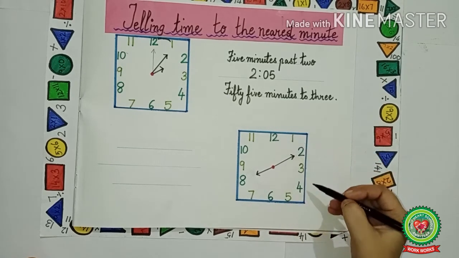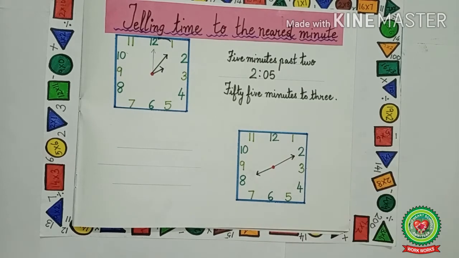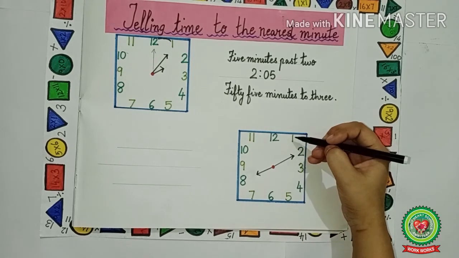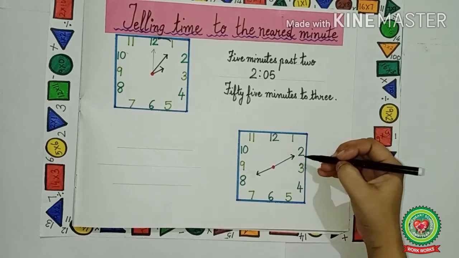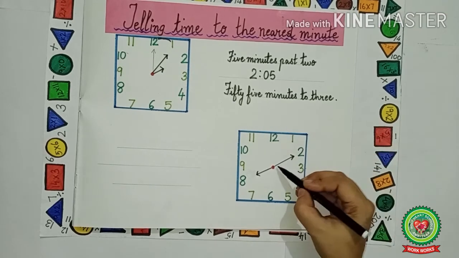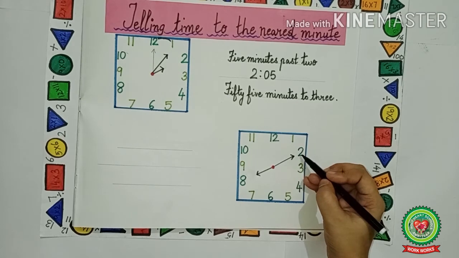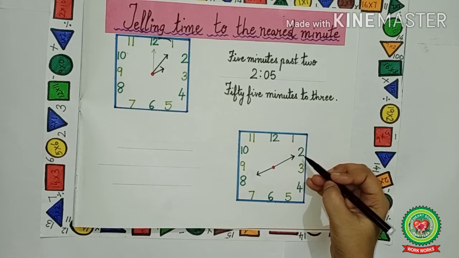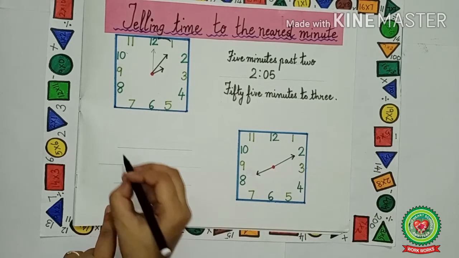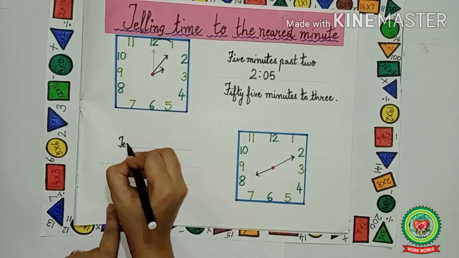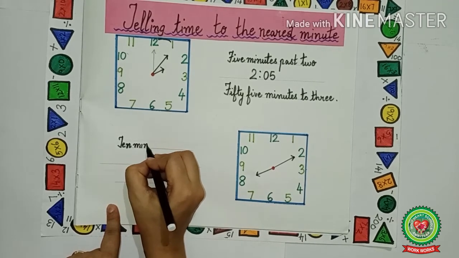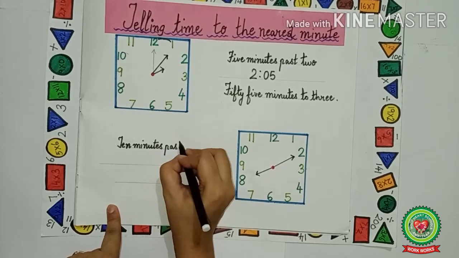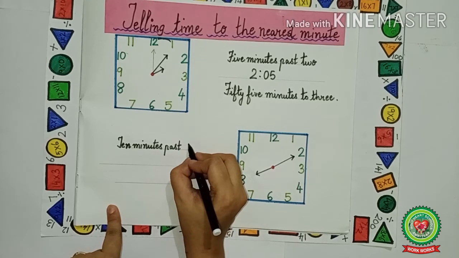Now let us again speak the table of 5 to see how many minutes have passed 8. 5 ones are 5. 5 twos are 10. And the minute hand is at 2. That means 5 twos are 10. That means how many minutes have passed? That is 10 minutes. So what will be the time? That will be 10 minutes past 8.